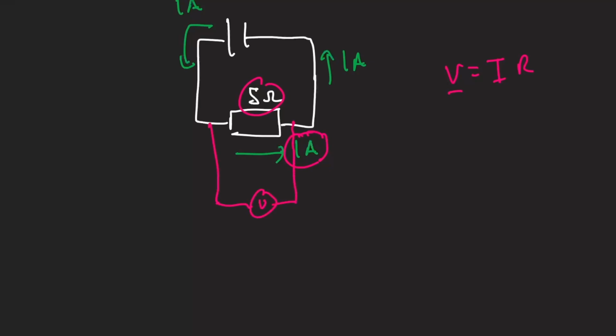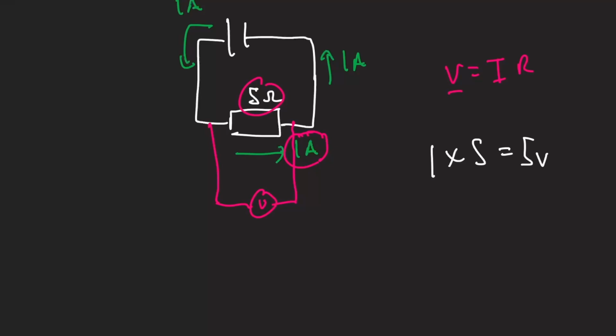Okay, so hopefully that makes sense. So we can just plug in our numbers over here now. We have our current of 1 amp multiplied by our resistance of 5 ohms. And so you should get a voltage value or a potential difference value of 5 volts. Okay, so hopefully that will make sense.